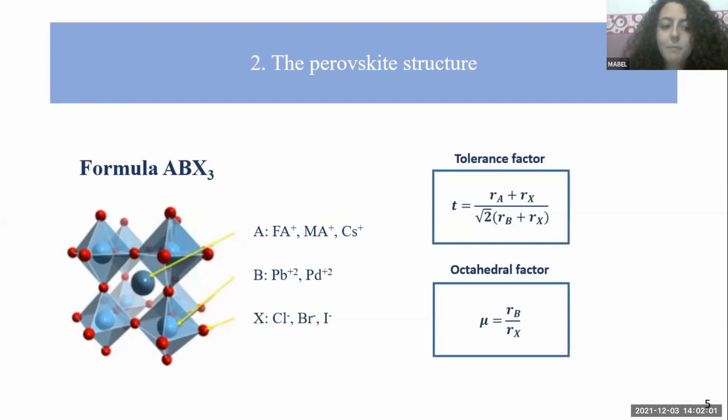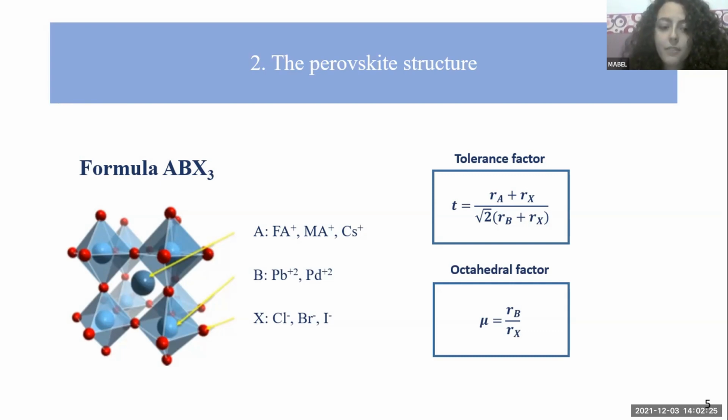Perovskites are materials described by the formula ABX3, in which A is a monovalent organic cation, such as formamidinium or methylammonium. B is a divalent inorganic cation, such as lead or palladium. And X is a halogen, such as chlorine, bromine, or iodine.